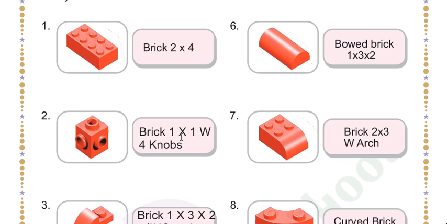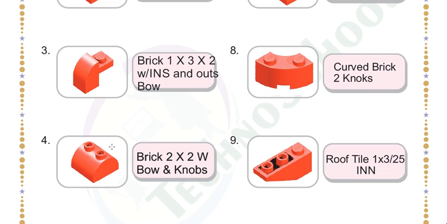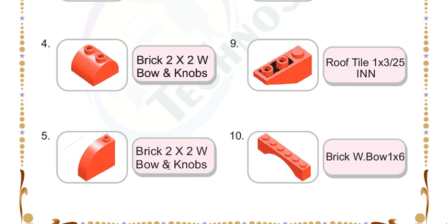Second one, brick 1 into 1 W, 4 knob. Third one, brick 1 into 3 into 2 W bar, ins and outs, bow. Then fourth one, 2 into 2 W, bow and knobs. Then the fifth one, brick 2 into 2 W, bow and knobs. These all are the types of brick.